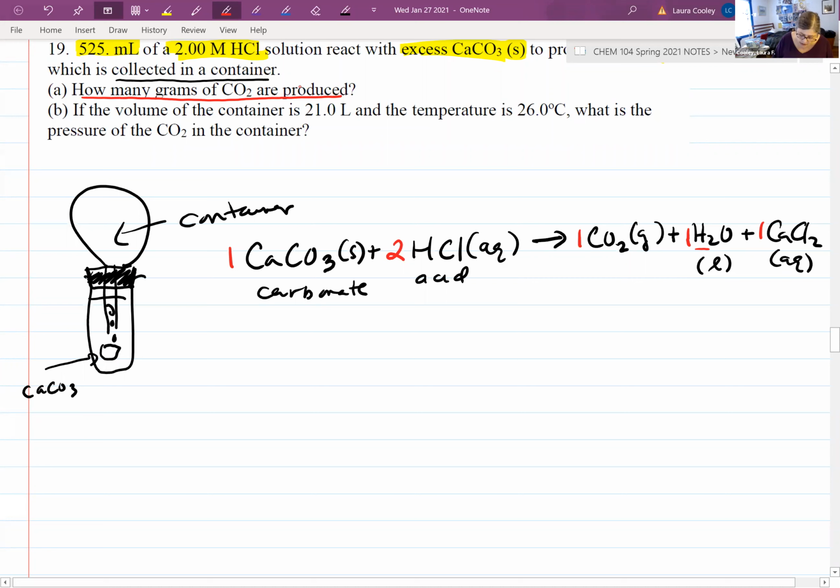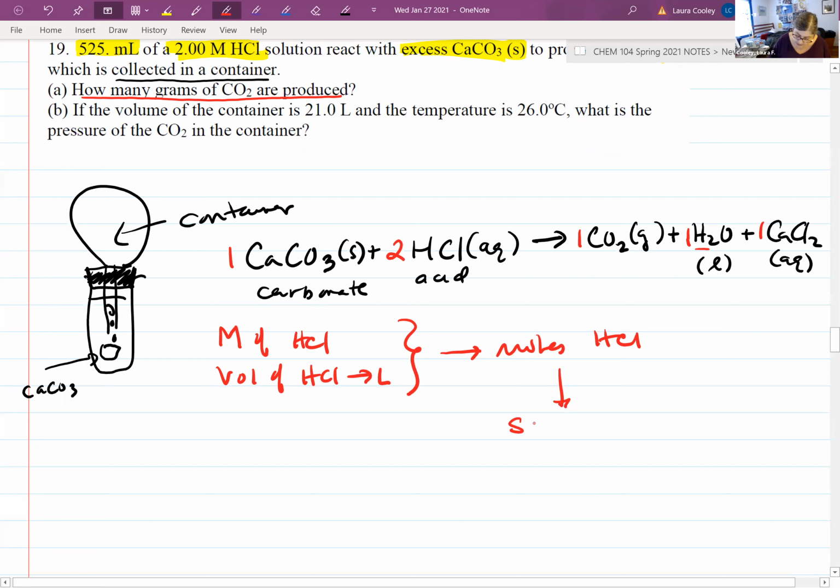So what we're going to do here is we know the molarity of the HCl, and we know the volume of the HCl, which we have to put in liters. We're going to use this to get the moles of the HCl. Once we have the moles of the HCl, we're going to use the stoichiometric ratio. So the stoichiometric ratio is how we're going to go from moles of HCl to moles of CO2.